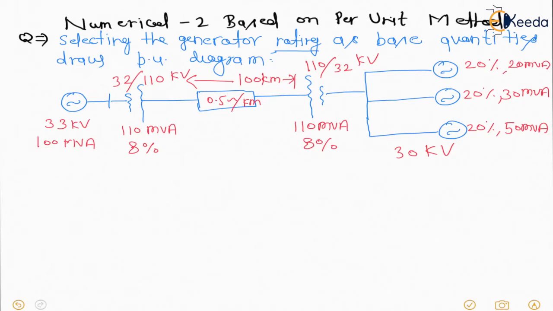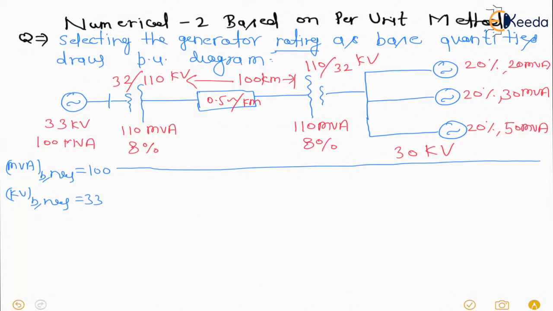So first we will write the base values of power as well as base value of voltage. In the question it has been given the generator rating as base quantities. It means MVAB new for the entire circuit will be 100 and KVB new will be equal to 33 kV. Voltage value will change according to the transformation ratio, but the power value will be the same. So the 100 MVA base will be the same for the entire circuit.